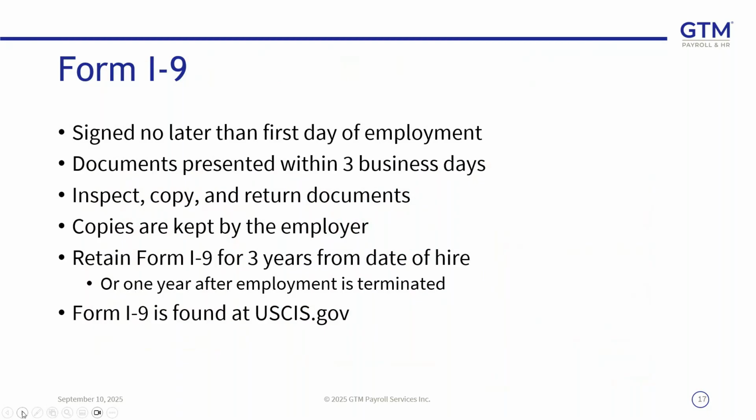Copies of the documents are kept in the employee's personnel file with the I-9 form, and they are not returned to any government agency. Employers should retain the I-9 form for either 3 years after the date of hire or for 1 year after employment is terminated, whichever date comes later. The I-9 form can be completed electronically to help reduce errors as well. It is available on the U.S. Citizenship and Immigration Services website at uscis.gov.